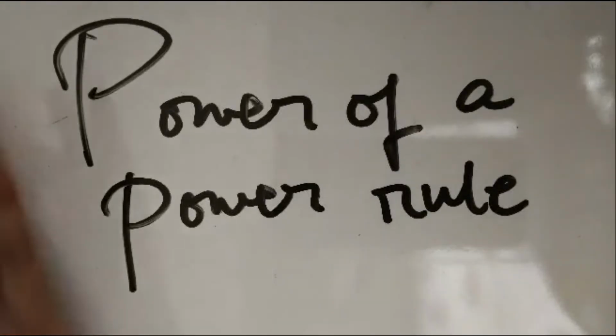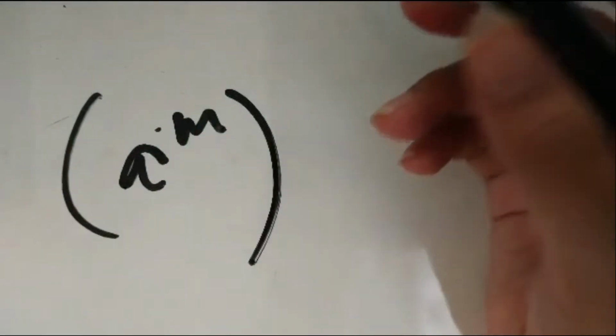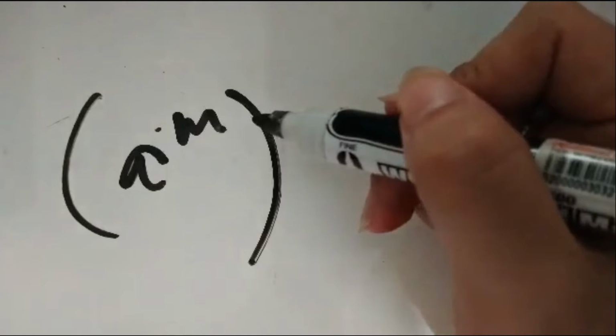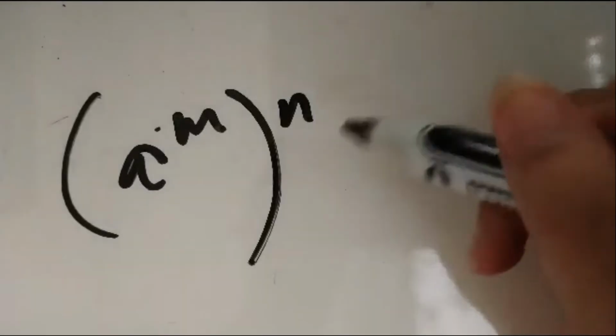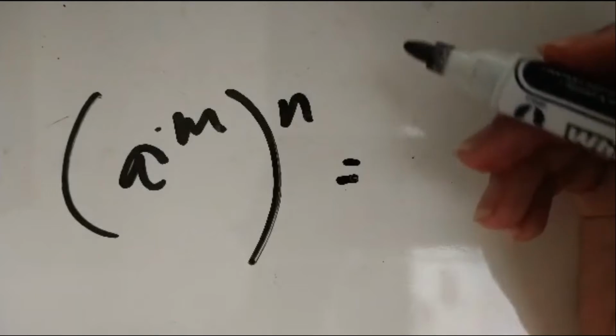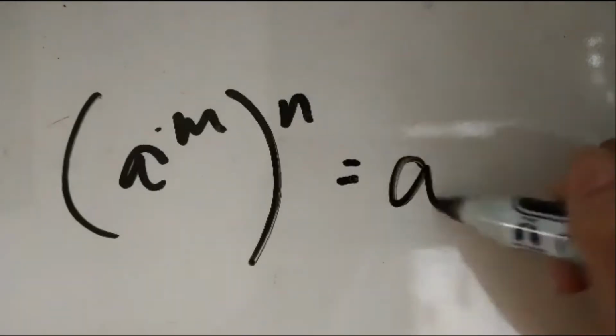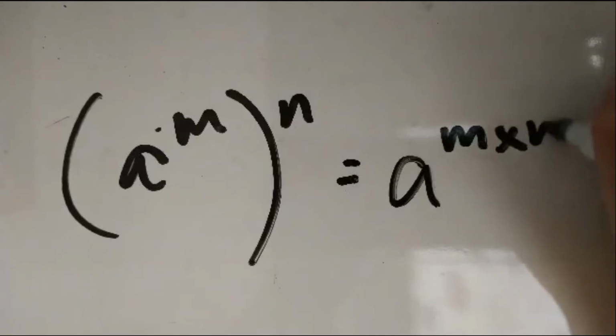We'll look at the power of a power rule, which simply says if we have a to the power of m, and then we take that power and raise it to another power, let's say n. So we have a to the power of m to the power of n. The shortcut rule here is to multiply the exponents. So that would be a to the power of m times n.